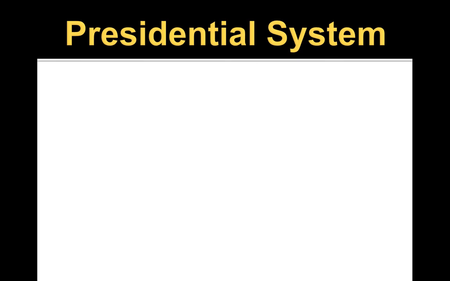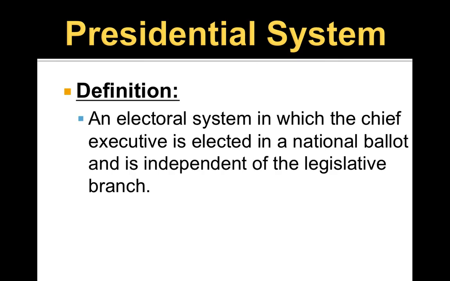So what's a presidential system? Well, a presidential system is an electoral system in which the chief executive, which is called the president, is elected in a national ballot, a national vote, and is independent of the legislative branch. Whoa, that is brand new and different. The president is independent of the legislative branch.